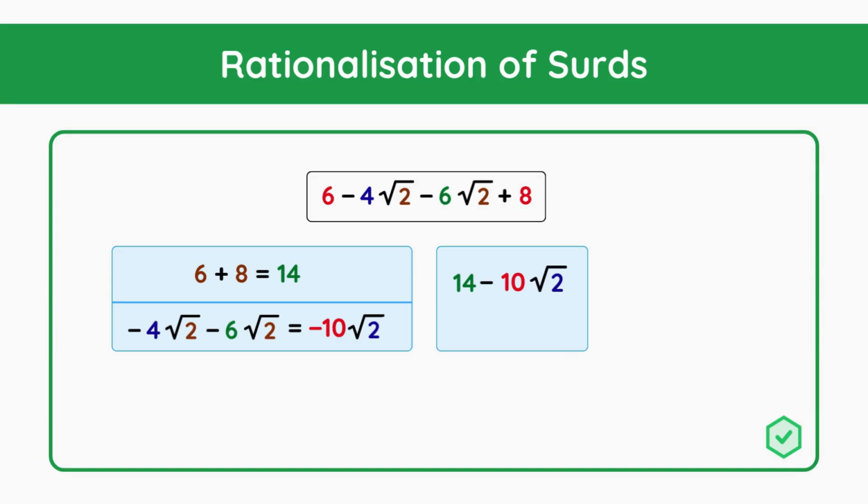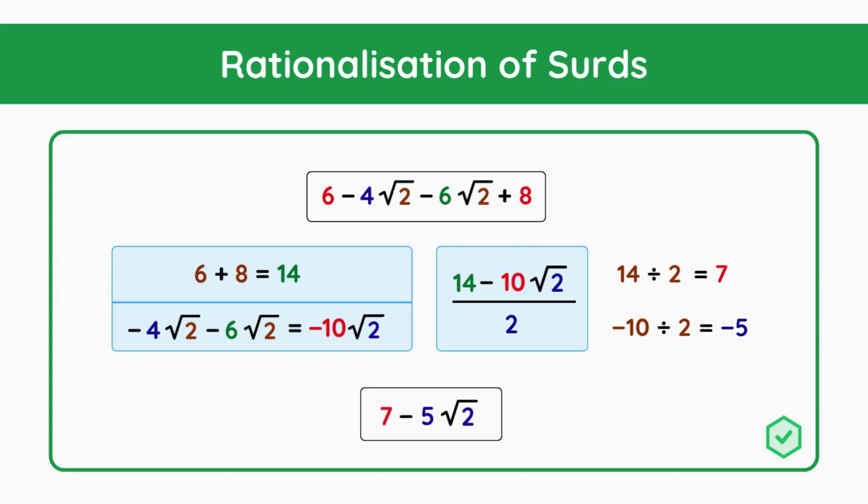Now we combine our numerator and denominator. 14 minus 10 square root of 2 over 2. To find the final answer, we divide both terms in the numerator by the 2 on the bottom. 14 divided by 2 is 7 and minus 10 divided by 2 is minus 5. This gives our final simplified answer, 7 minus 5 square root of 2. By following these systematic steps, you can confidently solve any complex rationalization question on your exam.